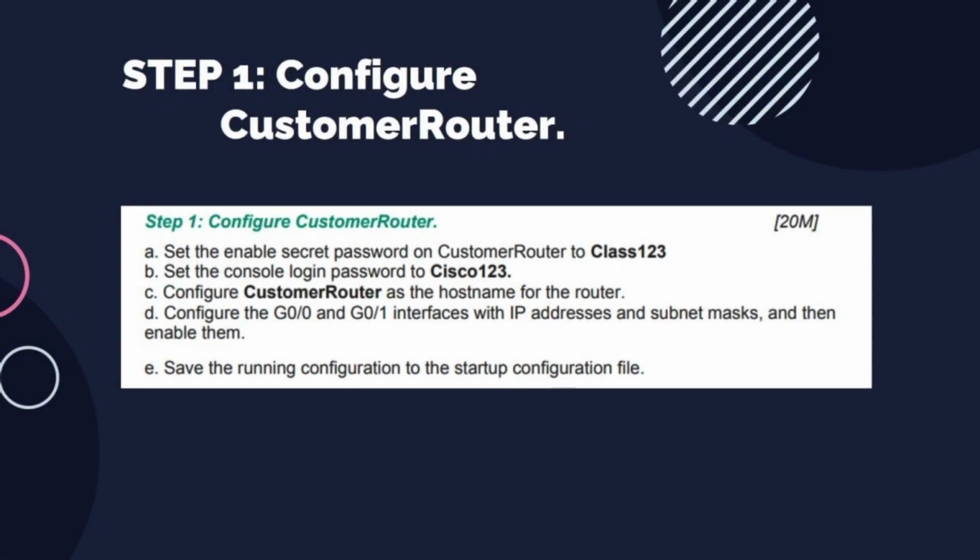First, for step 1, which is configure customer router. A. Set the enable secret password on customer router to class 123. B. Set the console login password to Cisco 123. C. Configure customer router as the name for the router. D. Configure the Gigabit Ethernet 0/0 and Gigabit Ethernet 0/1 interfaces with IP addresses and subnet masks, and then enable them. E. Save the running configuration to the startup configuration file.